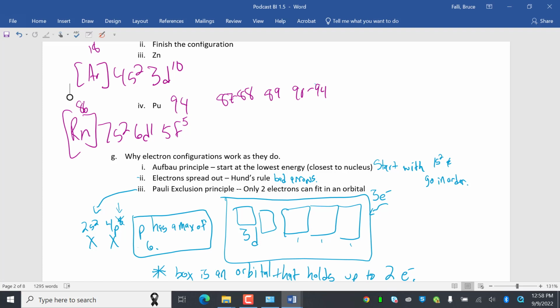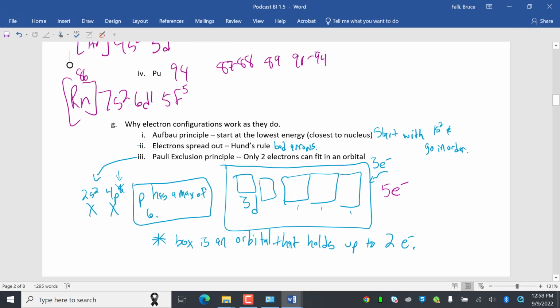The next one is Hund's rule, which is electrons spread out. What that means is it can be messed up if you have bad arrows. If I have 3d and I want to put 5 electrons into 3d, here we go. A box is an orbital that holds up to 2 electrons. So 3d holds 10 electrons, right? That means it would have 5 boxes: 1, 2, 3, 4, 5. And because we live in a sharing world, if I had to put 5 in there, I would put 1 in each one. Oh, how nice, it's sharing. That way it has the maximum number of boxes filled.